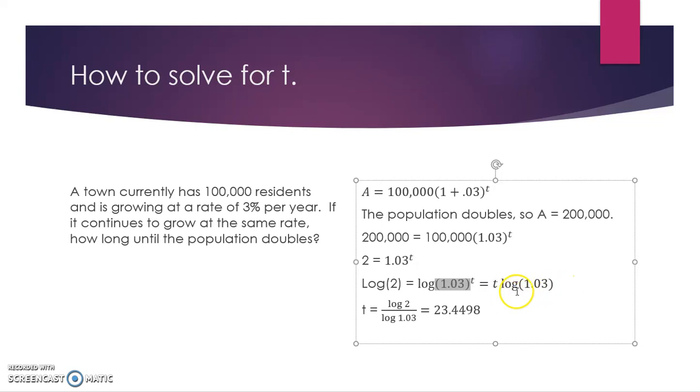So I can easily solve for t, since this is t times, I'll divide. So I divide by the logarithm of 1.03. And this is calculator work. And so it comes out to be roughly 23.4 years. The population will double. So it will take a while.